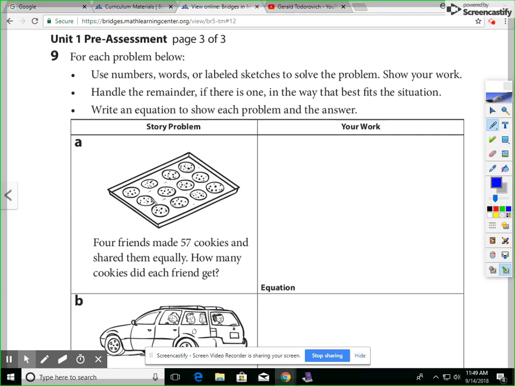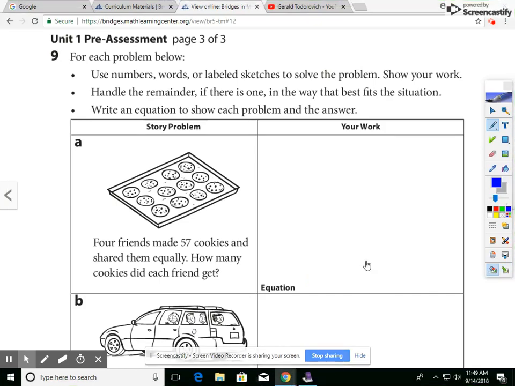So part A is 4 friends made 57 cookies and shared them equally. How many cookies did each friend get? So our equation there would be 57 cookies to share equally with friends divided by 4 equals, and we put our final answer right down here.